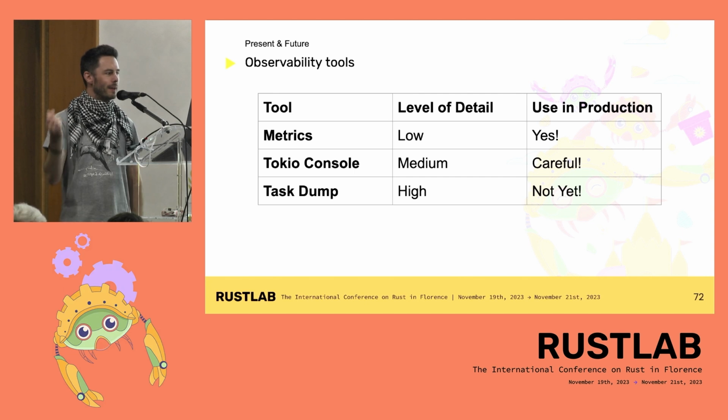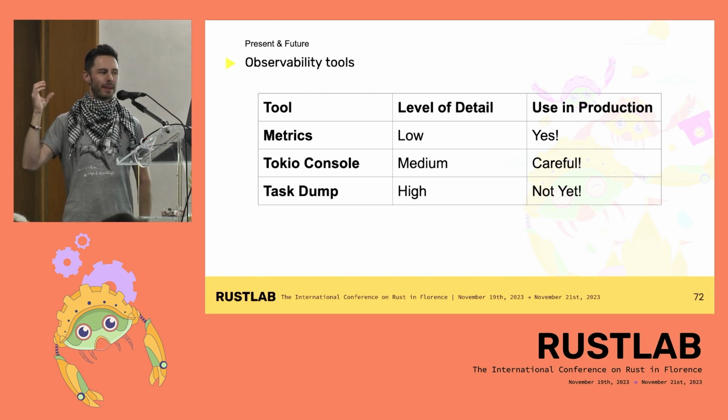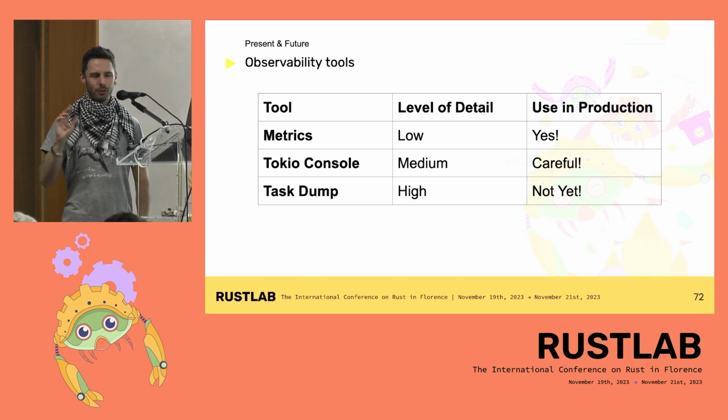I do. Tokio Console provides a medium level of information, so you're still seeing things aggregated on a task level. Careful about using it in production. The console subscriber today uses quite a bit of memory per task, so if you're spawning hundreds of tasks, even if they're very short-lived, you're churning through quite a bit of memory allocation, so it's up to you what your application does, whether it's worth it.